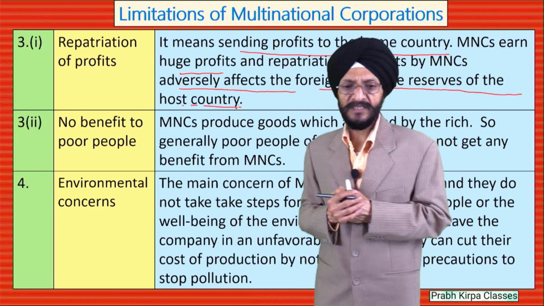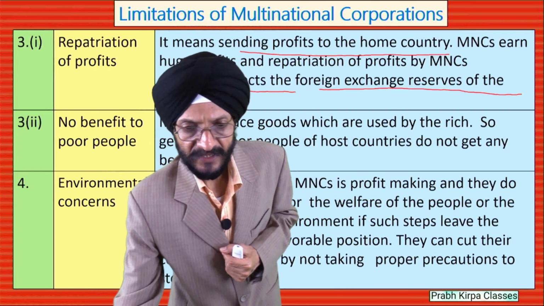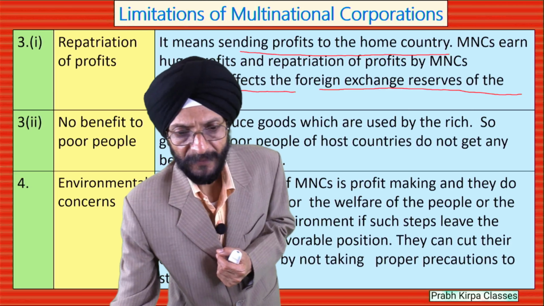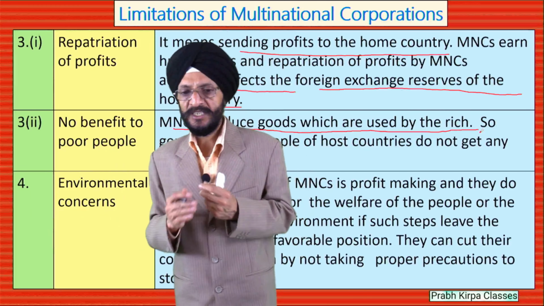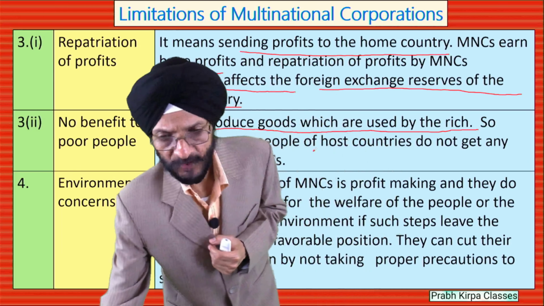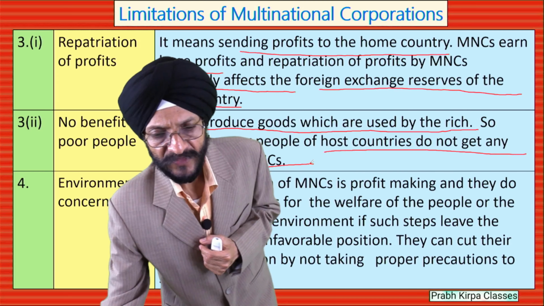Next limitation is no benefit to poor people. It is argued by some people that MNCs produce goods which are used by rich people. So generally, poor people of the host countries do not get any benefit from MNCs.